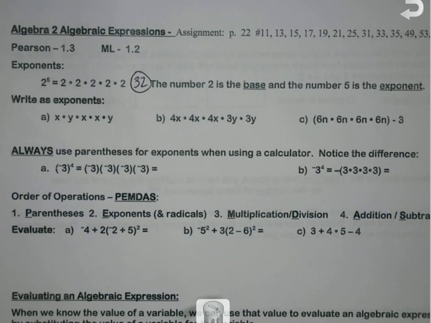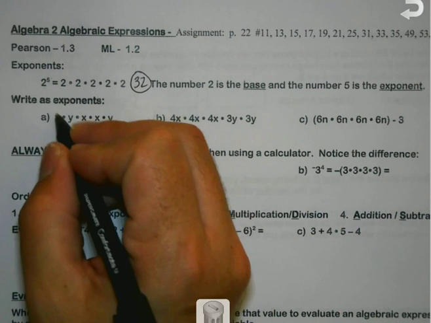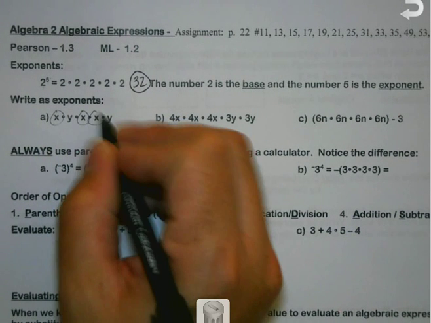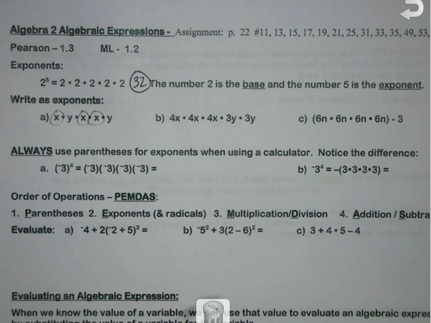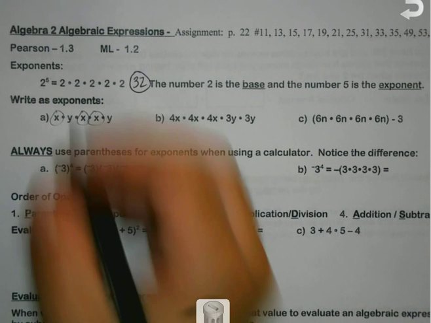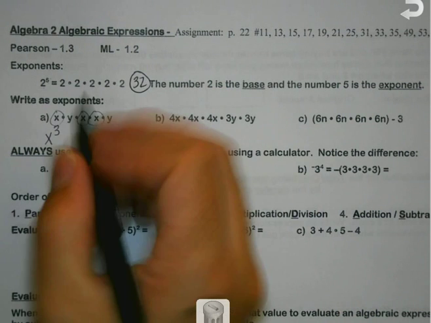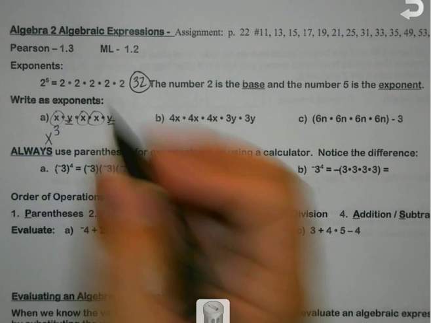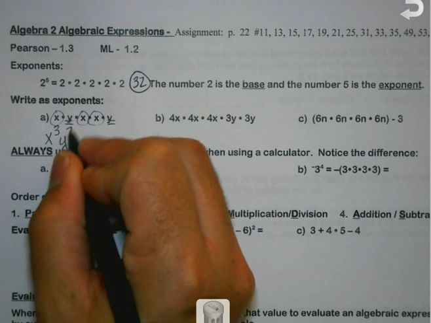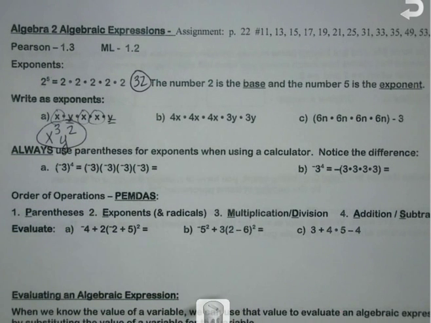So when we get into something where we start writing things as exponents, we take a peek and we go, okay, so I've got 3 x's here, but I'm not adding them together, so it's not 3x. I'm multiplying them, so it's x to the 3rd. I got a couple y's. Again, I'm not adding them, I'm multiplying them. And once I simplify those, I'm set and I'm done.